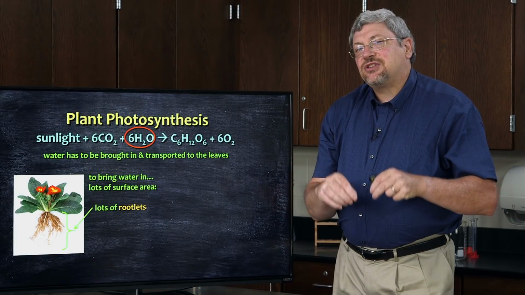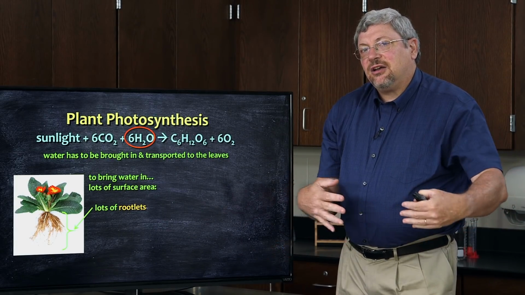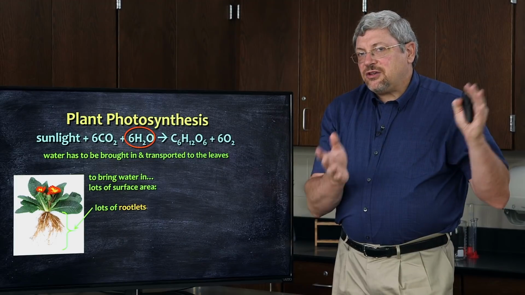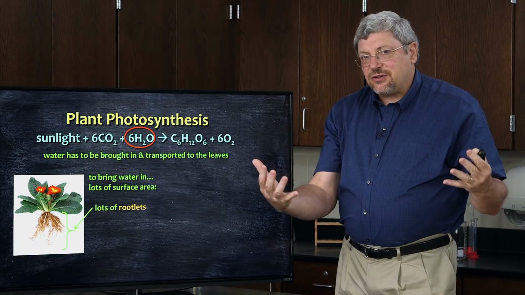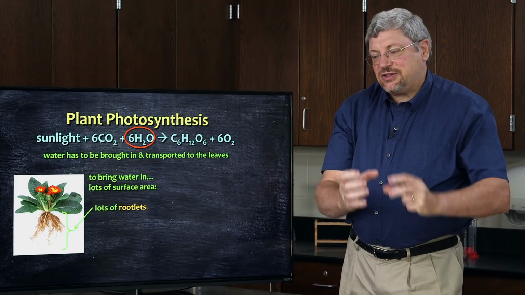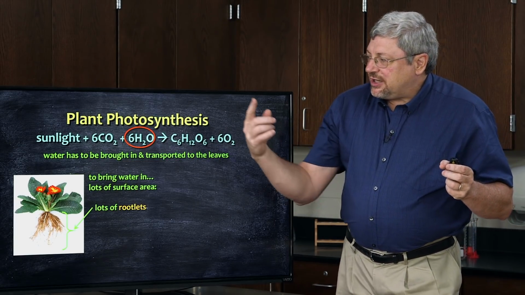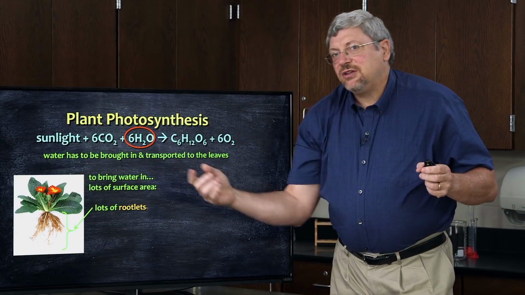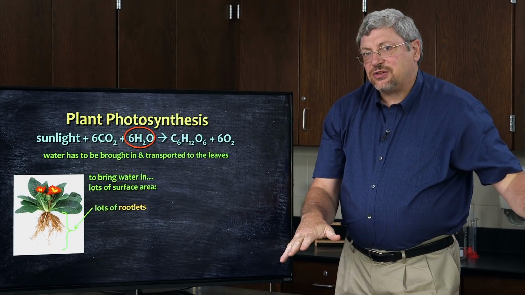We've got a lot of surface area in those roots to bring in a lot of water. You've had a surface area volume lab where we've talked about the importance of surface area. Surface area is the outside of these individual rootlets. In order to supply the needs for photosynthesis in the leaves, we've got to bring in a lot of water, so we need a lot of surface area.